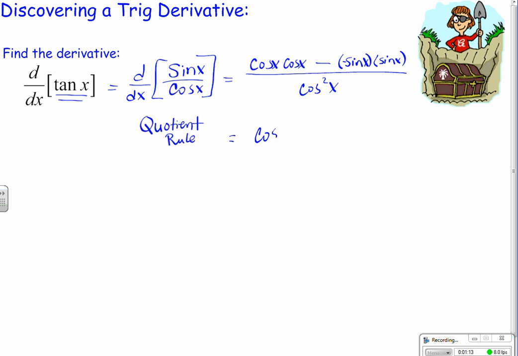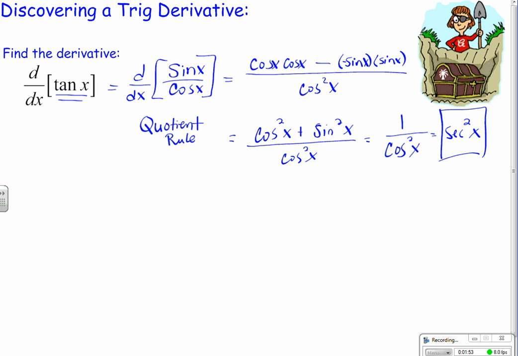Simplify on top, and I'm looking at cosine squared x minus, so that'll be a plus, sine squared x over cosine squared x. Simplify the top. Remember your Pythagorean identity. Cosine squared plus sine squared is the same thing as 1. I have this over the cosine squared of x. That's looking pretty concise, but there's one more thing we could do, and that is to rewrite this 1 over cosine squared into a cosecant squared. It's not cosecant, it's secant squared x. And we just discovered the derivative of tangent.